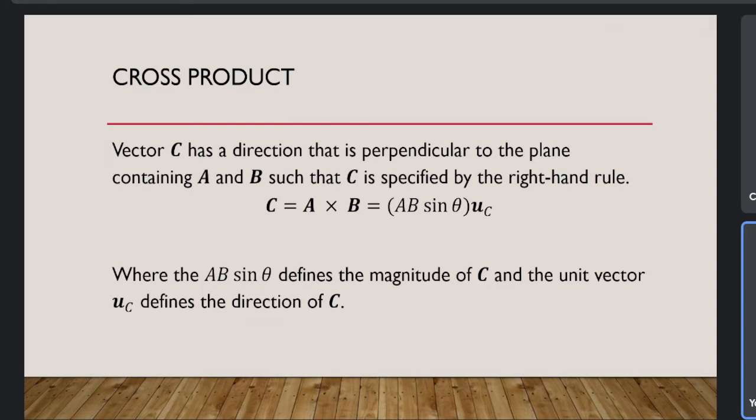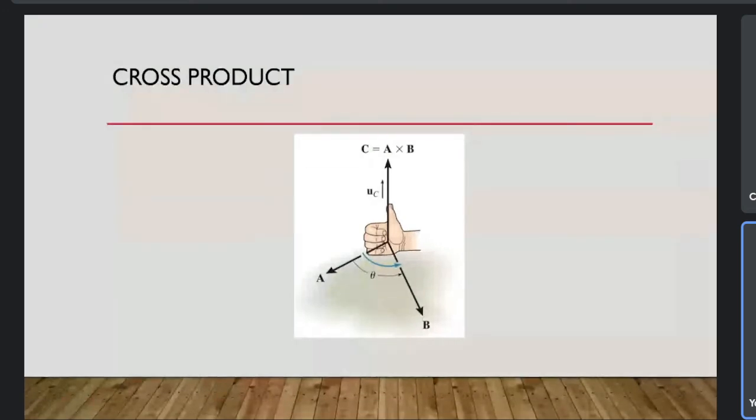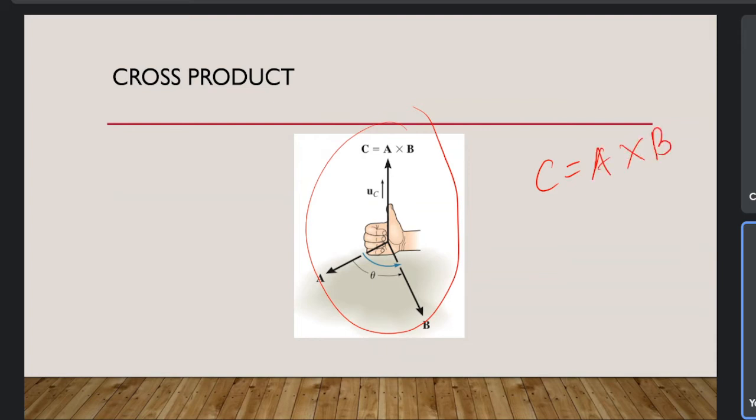And vector c has a direction that is perpendicular to the plane containing a and b, such that c is specified by the right hand rule. So a cross product b should be equal to ab sine theta, then uc. Where ab sine theta defines the magnitude of c, and the unit vector uc defines the direction of the cross product vector c. So the right hand rule, which we discussed in the previous chapters: the cross product a cross b is c, and the direction of c is the unit vector uc, and the angle between these two vectors a and b is theta. Basically you can write this as ab sine theta times the unit vector for the direction.